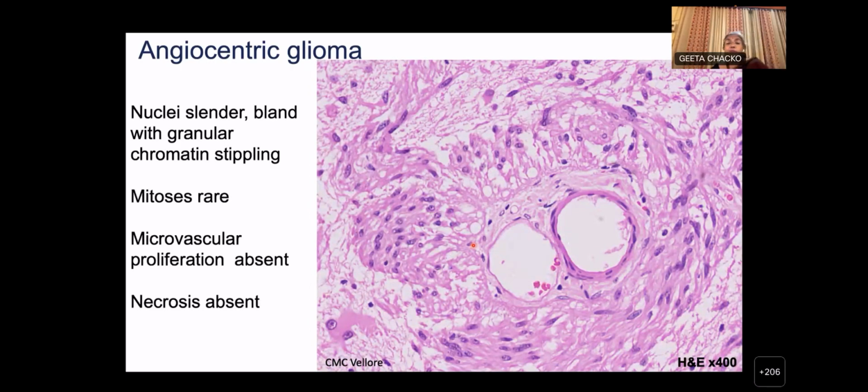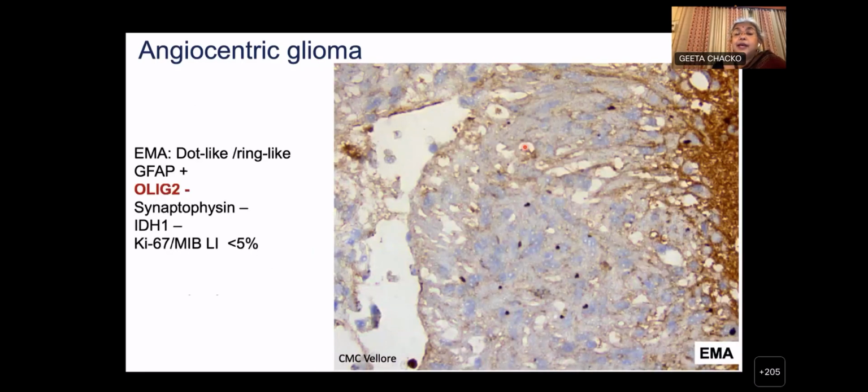So here you don't see mitosis, you don't see microvascular proliferation and necrosis. It's around the vessel, so therefore the name angiocentric. And classically, they show dot-like positivity for epithelial membrane antigen. There's another tumor where you see dot-like positivity. Do you know which one that is? For EMA? We'll come to it later.